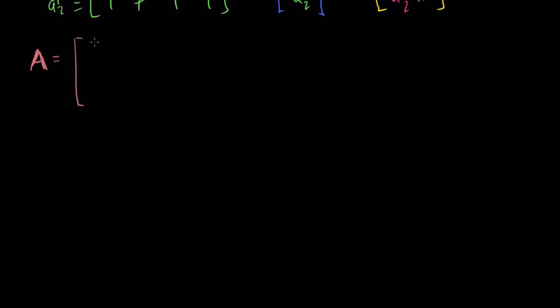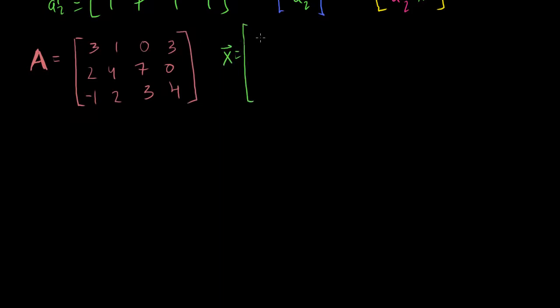Let me say it's 3, 1, 0, 3, 2, 4, 7, 0, minus 1, 2, 3, and 4. And I have to multiply this times a 4-component vector. So let me call vector x. Actually, let me keep it general. Let's say it's equal to x1, x2, x3, and x4.